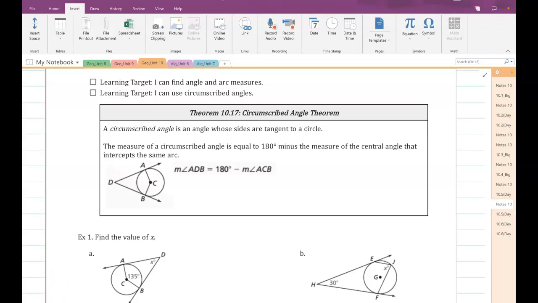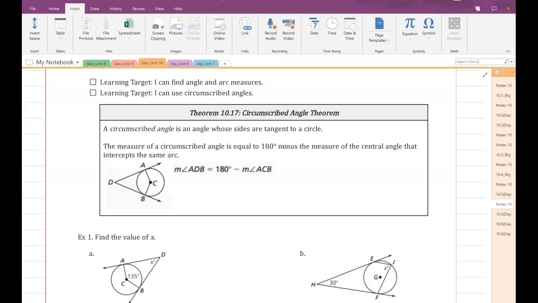Today's short. Only going to do two kind of example problems. A is super easy. B is a little bit more. There'll be one kind of like jump we'll have to take. Other than that, pretty straightforward. So our first theorem and our only theorem is the circumscribed angle theorem.